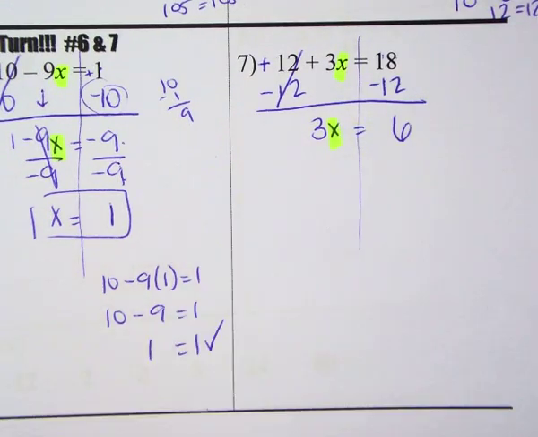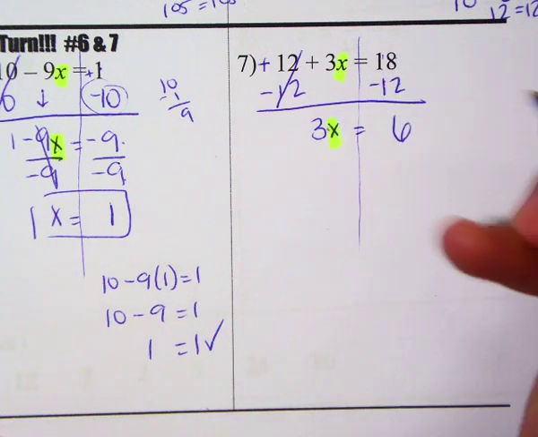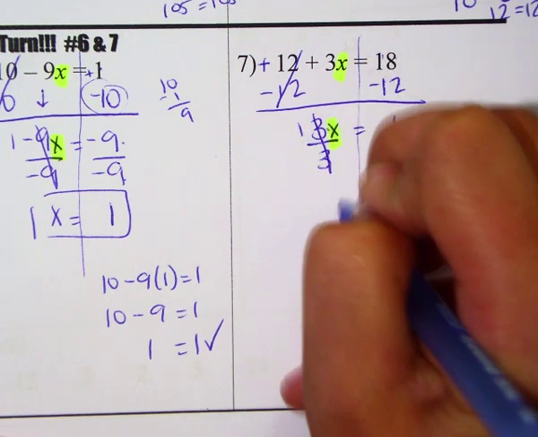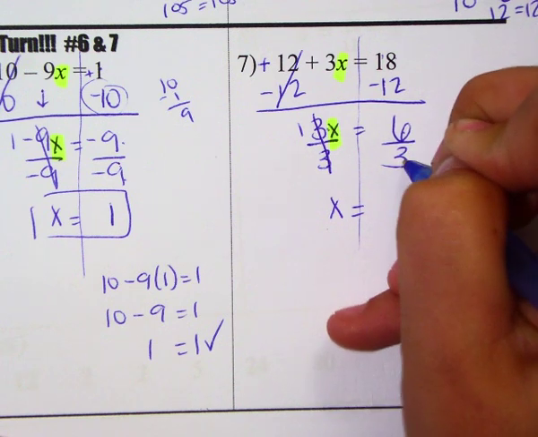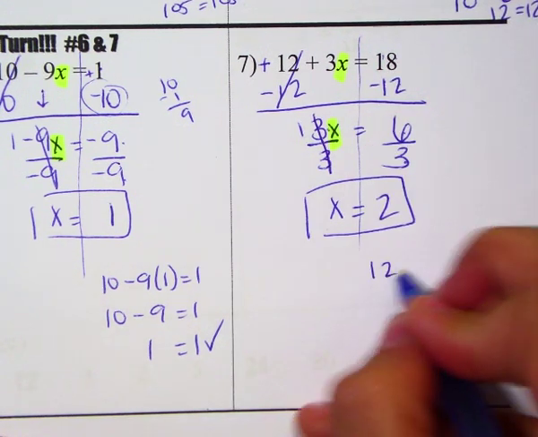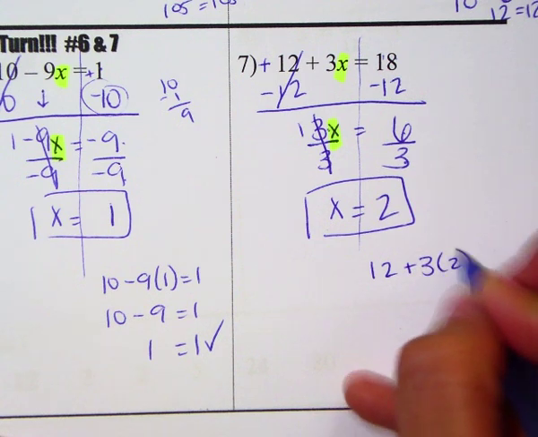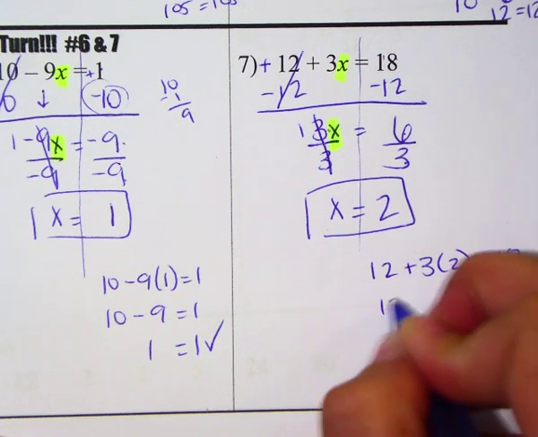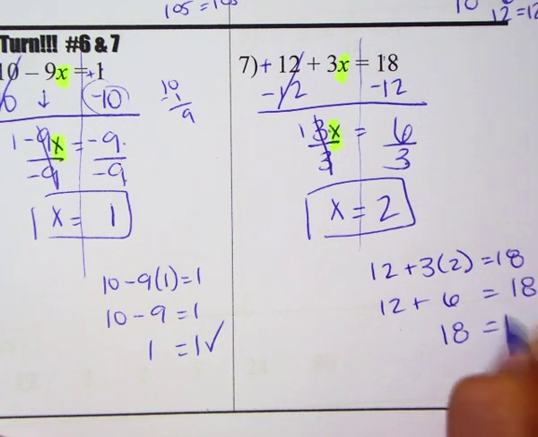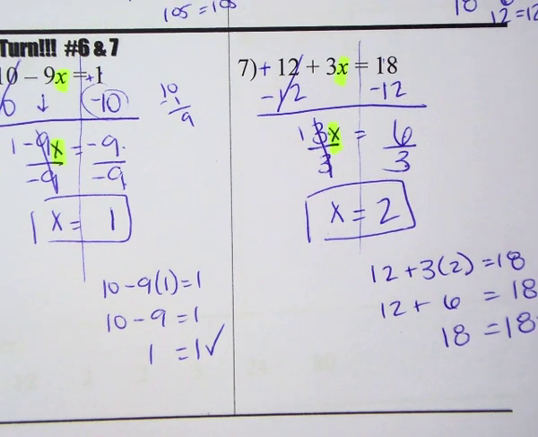Inverse operation of multiplication, division, 3 times x, so we divide by 3. 6 divided by 3 is 2. Check your answer. 12 plus 6 equals 18. Absolutely. Rewatch any question that you didn't understand.